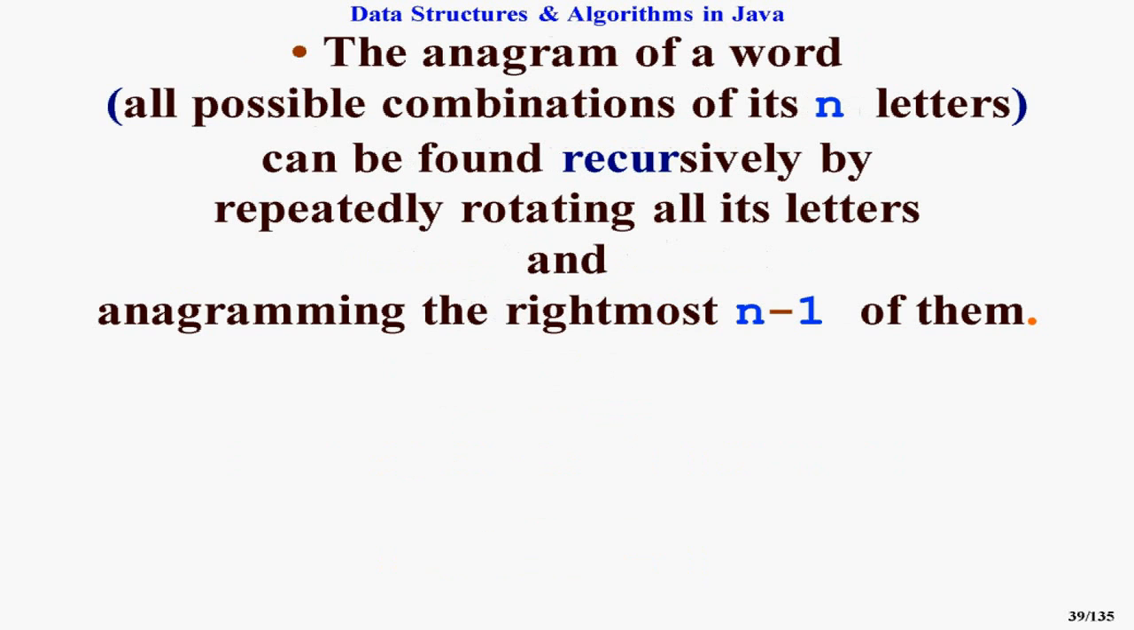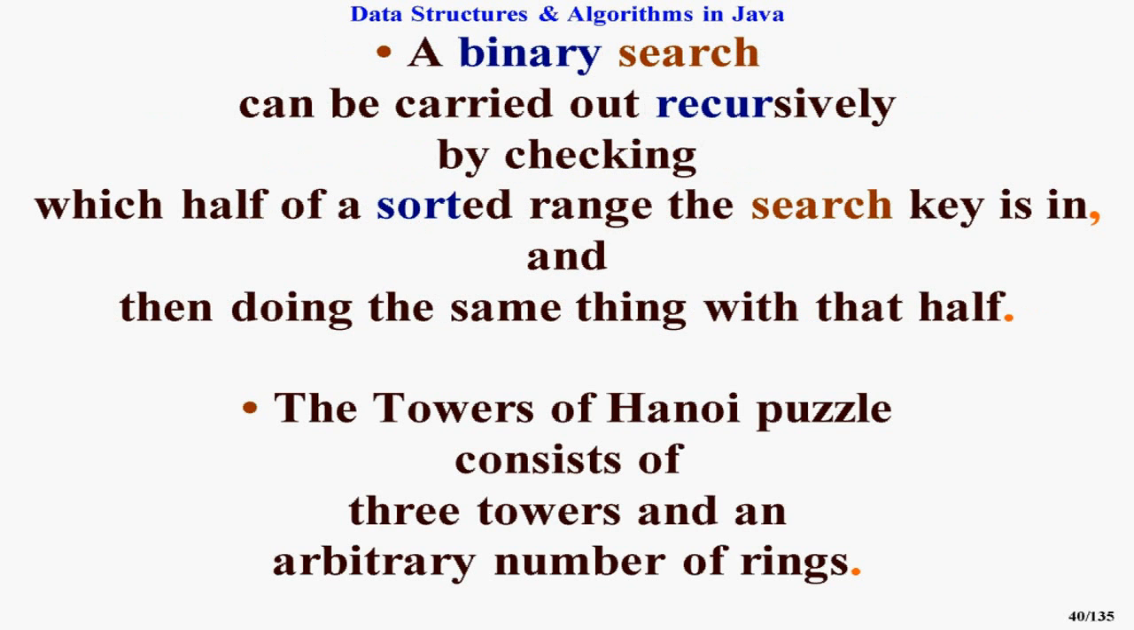To anagram a word, all possible combinations of its n letters can be found recursively by repeatedly rotating all its letters and anagramming the rightmost n-1 of them. A binary search can be carried out recursively by checking which half of a sorted range the search key is in, and then doing the same thing with that half.